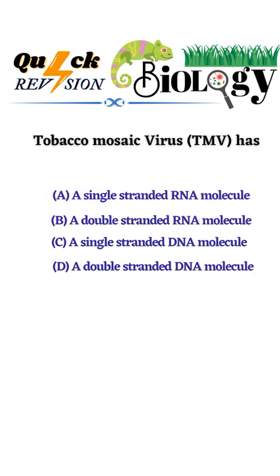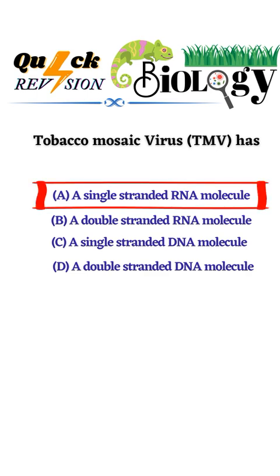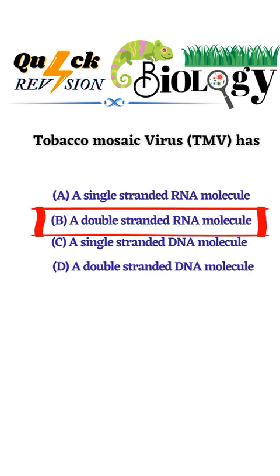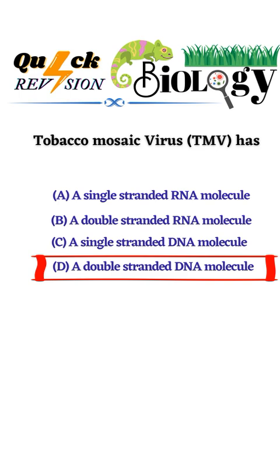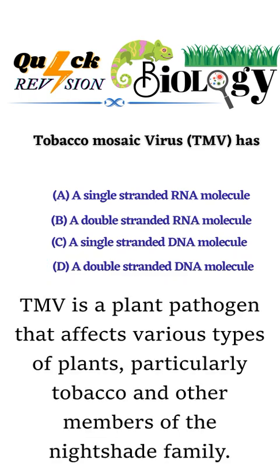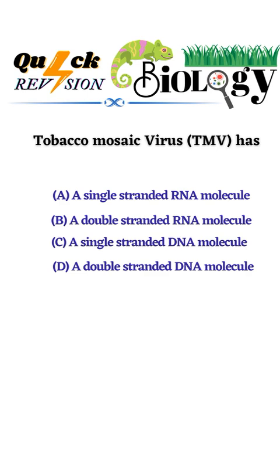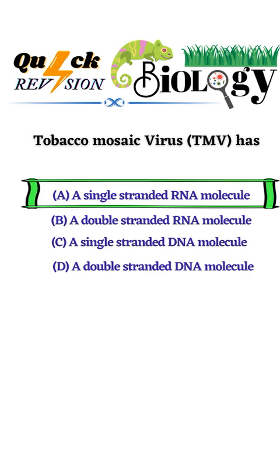Next is, tobacco mosaic virus, TMV, has A. a single-stranded RNA molecule, B. a double-stranded RNA molecule, C. a single-stranded DNA molecule, D. a double-stranded DNA molecule. TMV is a plant pathogen that affects various types of plants, particularly tobacco and other members of the nightshade family. The genetic material of tobacco mosaic virus is a single-stranded RNA molecule. So option A is the right answer.